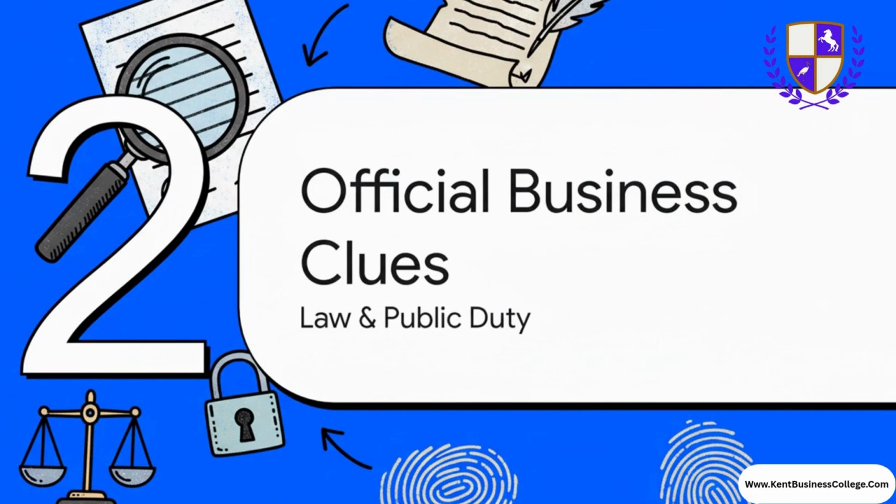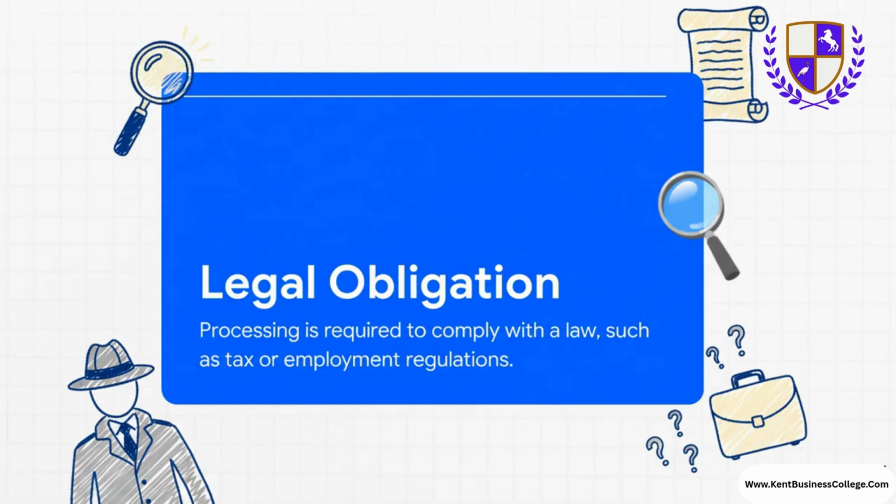Okay, so we've covered the everyday tools. Now let's get into the more specialized gadgets. I call these the official business clues. You'll use these when the law or some kind of public duty comes knocking. This next tool, it's completely non-negotiable. It's called legal obligation, or my favorite, the law says so tool. You use this when, well, the law literally requires you to process data. For instance, your employer has to keep your payroll records for tax purposes. It's not a choice, it's not a suggestion, it's a legal command.